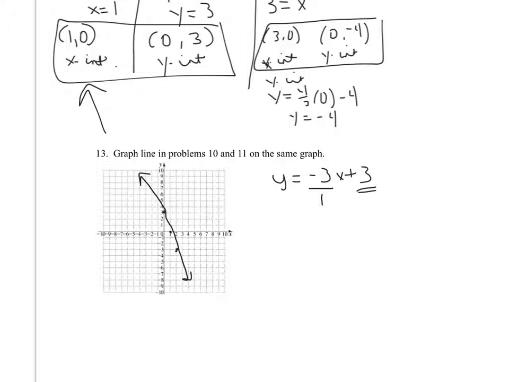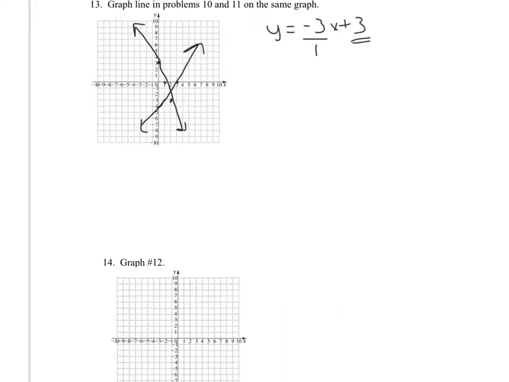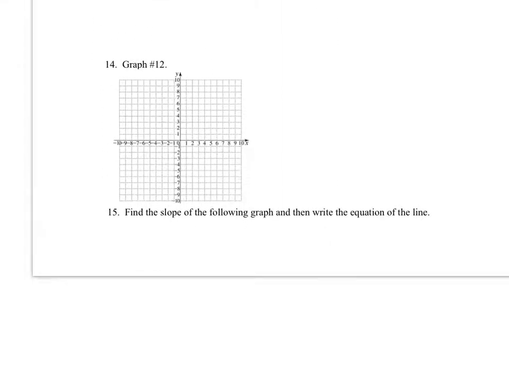And if I want to plot this line, my x-intercept is 3, 0, which is going to be this point right here. My y-intercept is 0, -4, which is going to be this point right here. And now, if I draw in this line, that's what my graph will look like. We are not graphing number 12 just for the sake of time, but it's there if you want to practice.